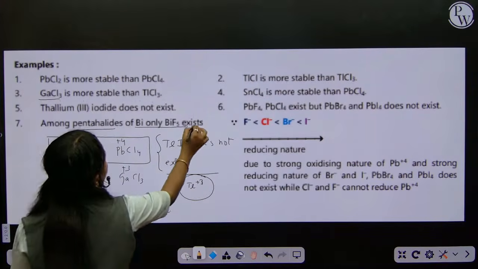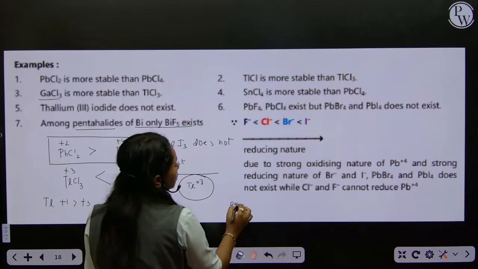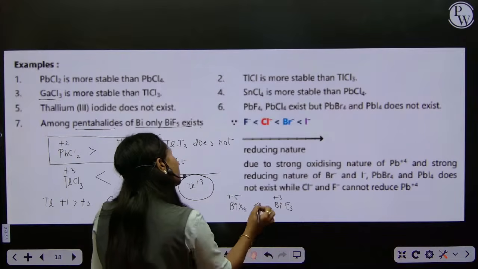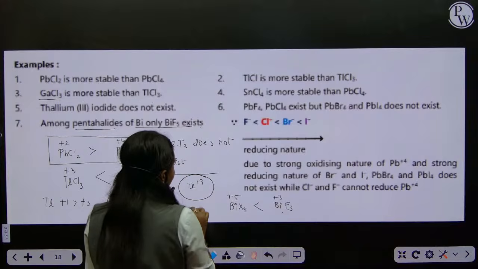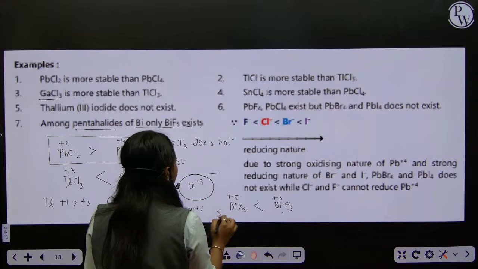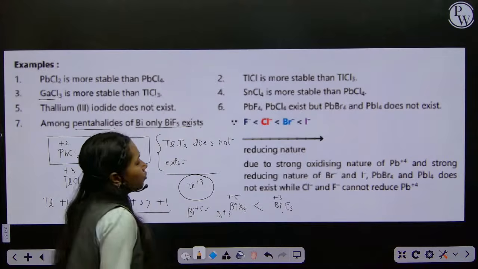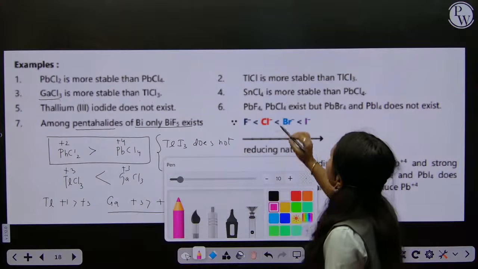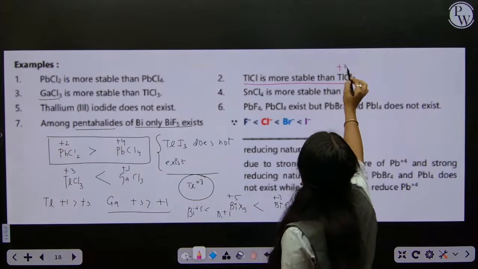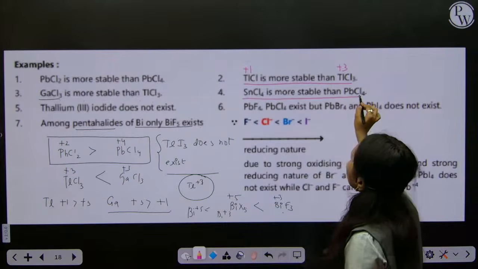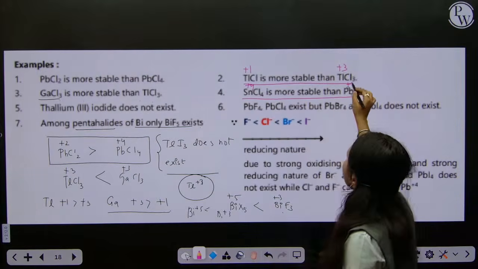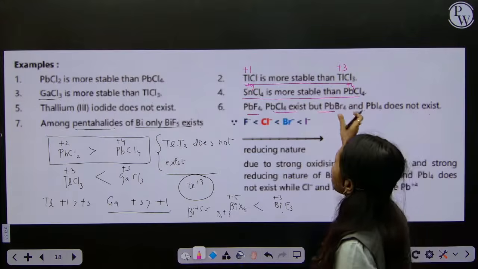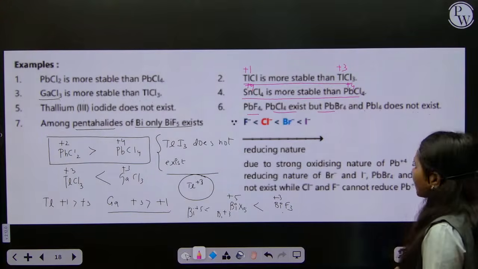Among pentahalides, bismuth only shows this. For bismuth, BiF5 is +5 and BiF3 is +3. Which one is more stable? BiF3, because for bismuth +3 is more stable than +5. Correct? Okay. Again, for tin, +4 is more stable than for lead +4. PbF4 exists, but PbBr4 and PbI4 do not exist because they are large in size. Fine. One more concept can be asked in this.